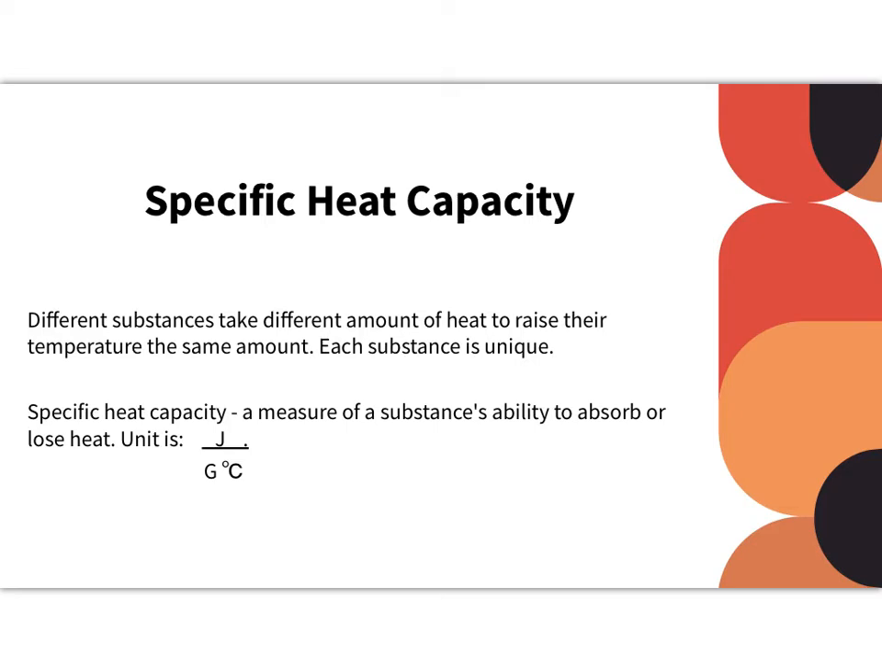Different substances take different amounts of heat to raise their temperature the same amount. Each substance is unique. We can measure this by the specific heat capacity. It's a measure of a substance's ability to absorb or lose heat. So the unit is joules per gram, degrees Celsius.